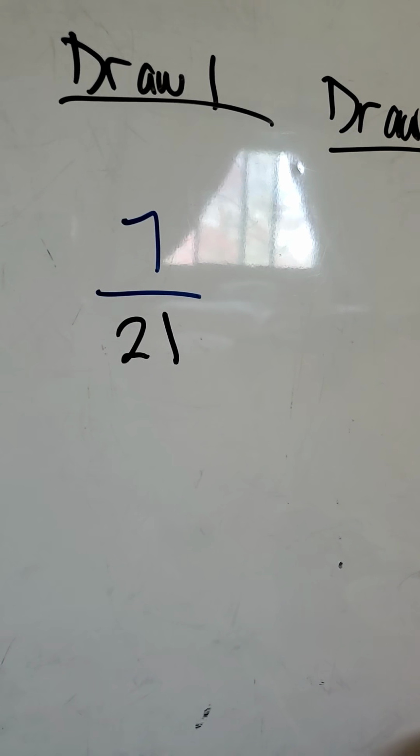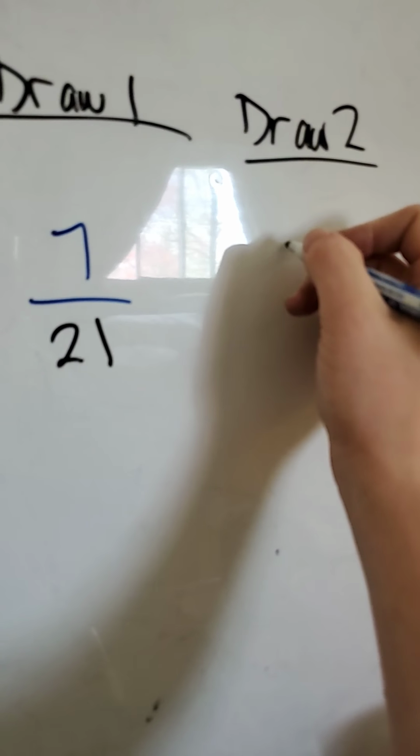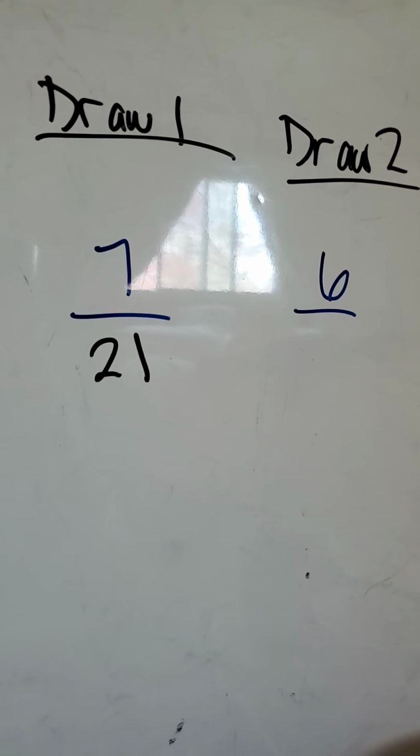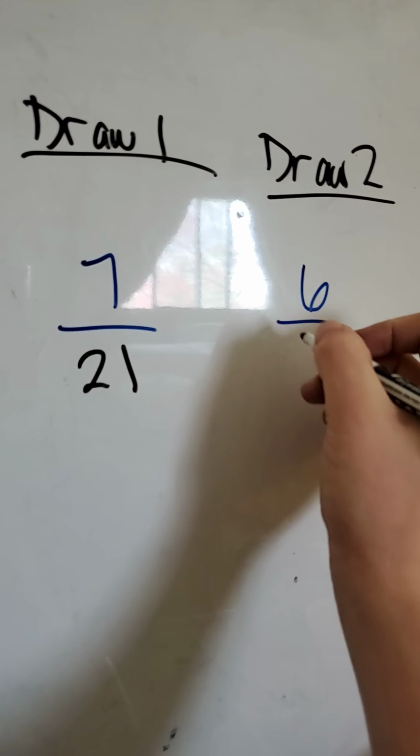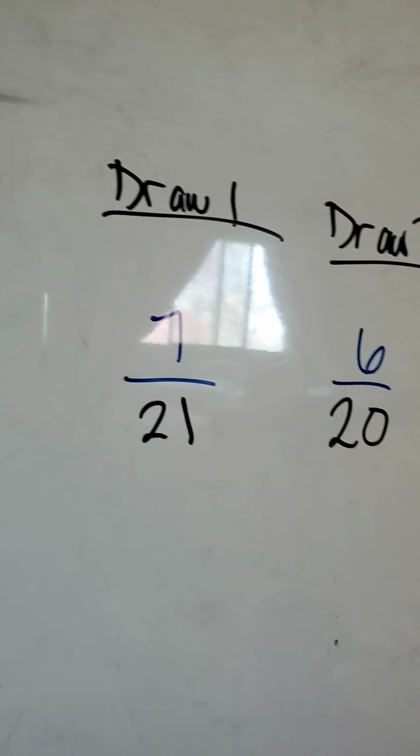Well, if I did draw a blue one, then there's 1 less blue marble, right? Now I have 6 out of how many marbles? Well, there's 1 less marble in the bag. So now I have a 6 out of 20 chance of drawing a blue marble.